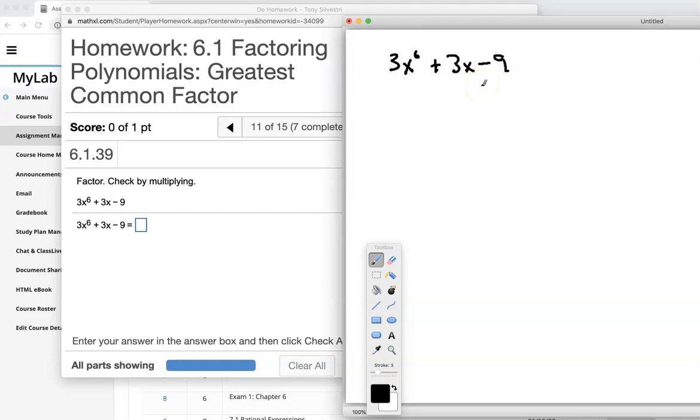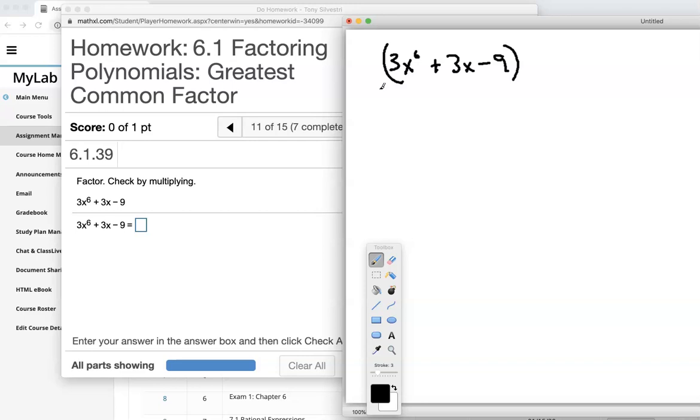Okay, now let's analyze this. Pluses and minuses bind terms together as one big unit. There's an implied set of parentheses there. You just don't put the parentheses here because it doesn't look right. When you put a set of parentheses there, you're usually implying that you want to multiply that big unit by something else, but that unit isn't multiplying by something else. It's just there. So what we want to do is rip that unit apart into separate factors.